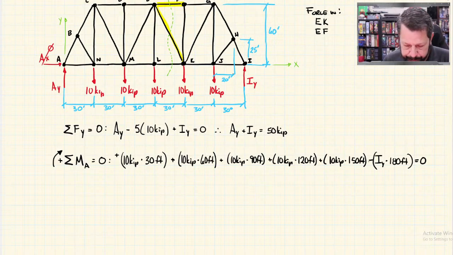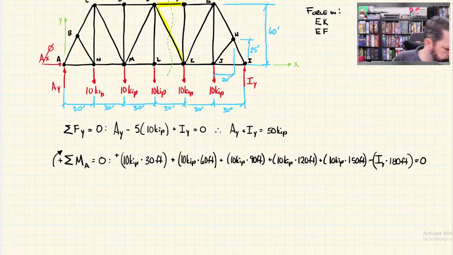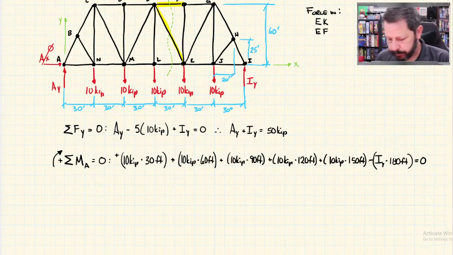So, did I lose my calculator again? I have my phone, and I had my calculator, and now I don't see it. Let me look a second here. Oh, there it is. Okay.